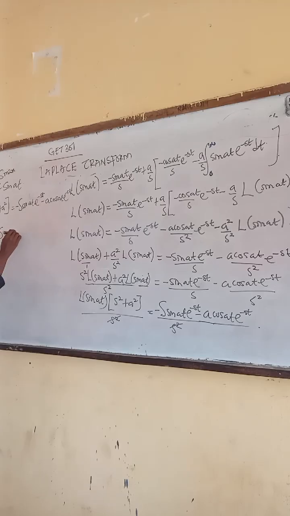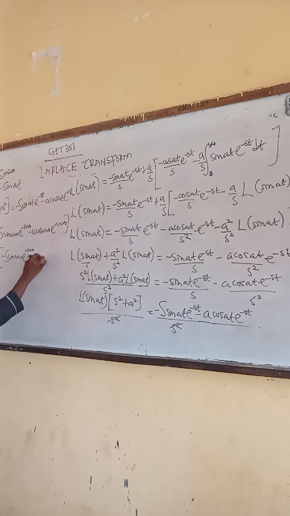a times infinity, exponential minus s times infinity, minus a cos(a times infinity) exponential of minus s times infinity. That's the first one. Close the bracket. Minus s sin(a times 0) exponential minus s times 0.